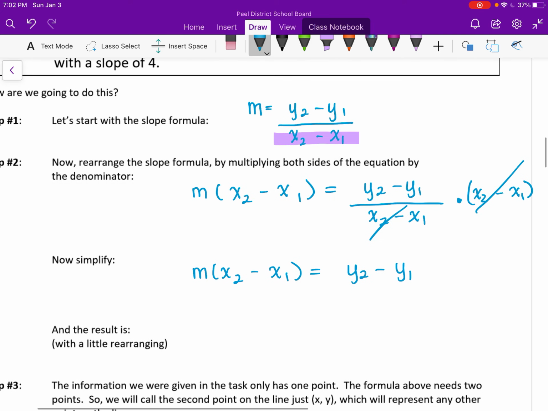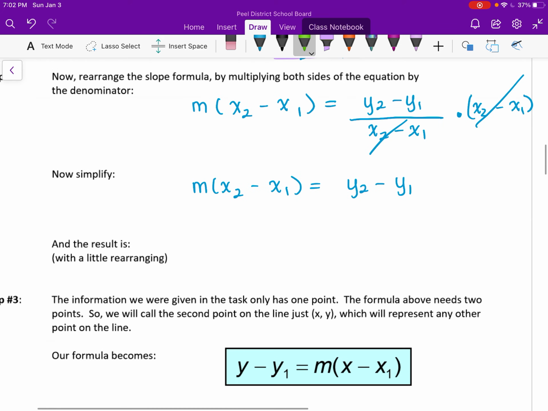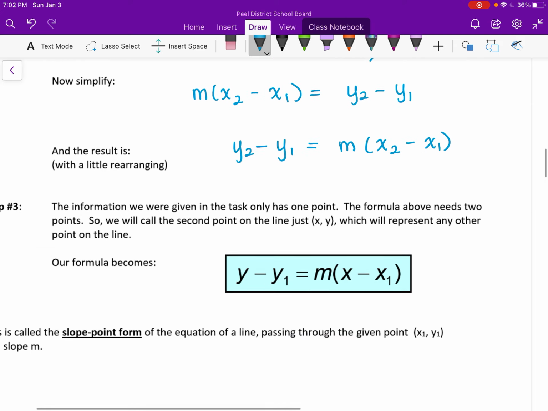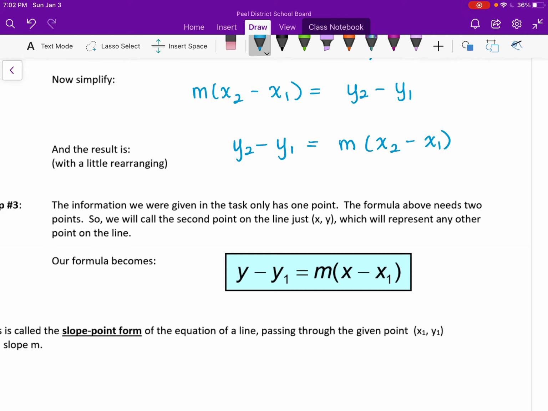Because we're looking to get something similar to y equals mx plus b, I'm going to move the y's onto the other side. So I'm going to rewrite the equation in a slightly different way: y2 minus y1 equals m(x2 minus x1), just so that the y's stay on that side. The information we are given in this task only has one point, but the formula above needs two points, so I would need either an x1 and x2, and a y1 and y2.